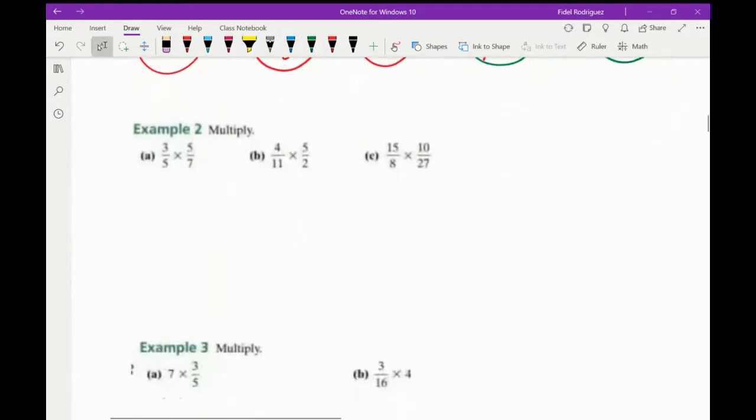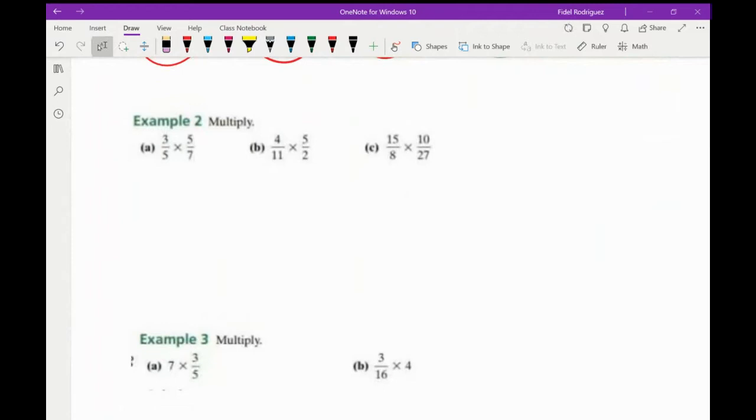So I'm going to do one more. I'm just going to do part C here, okay? And I want to show you the process on how to do something like this without having to reduce at the very end, okay? And what I mean by that is if I was doing this problem here, I would say, well, 15 and 10, I know that's going to give me 150. And 8 times 27, guys, we have calculators, so let's use them.